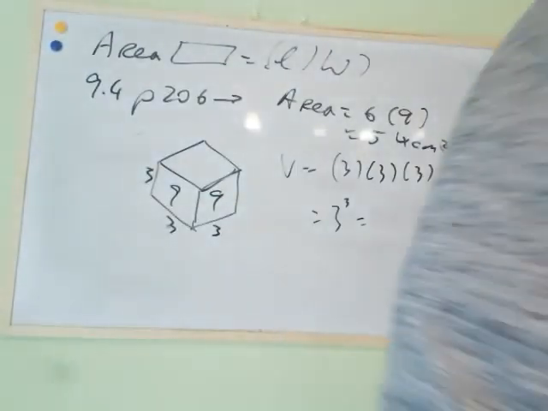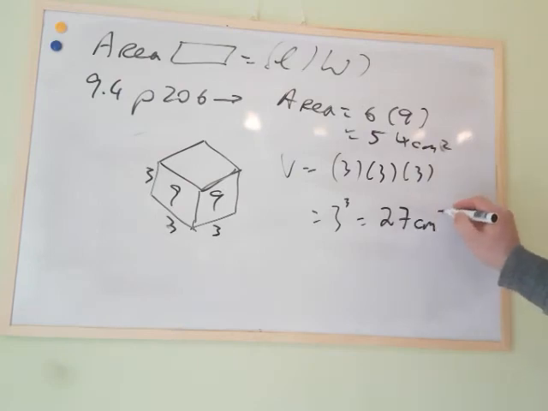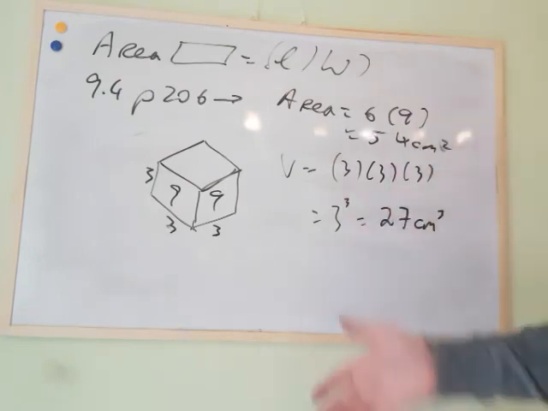Now, 3 by 3 is 9. 9 by 3, 27. 27 centimeters cubed. So there you go, folks.